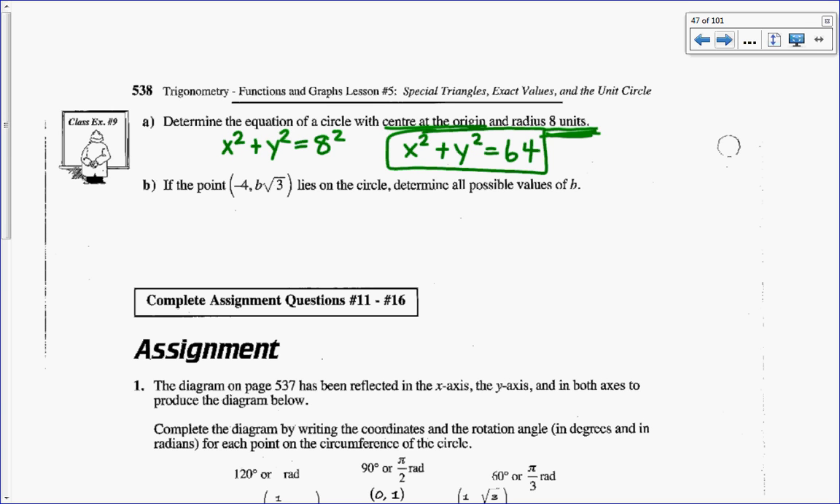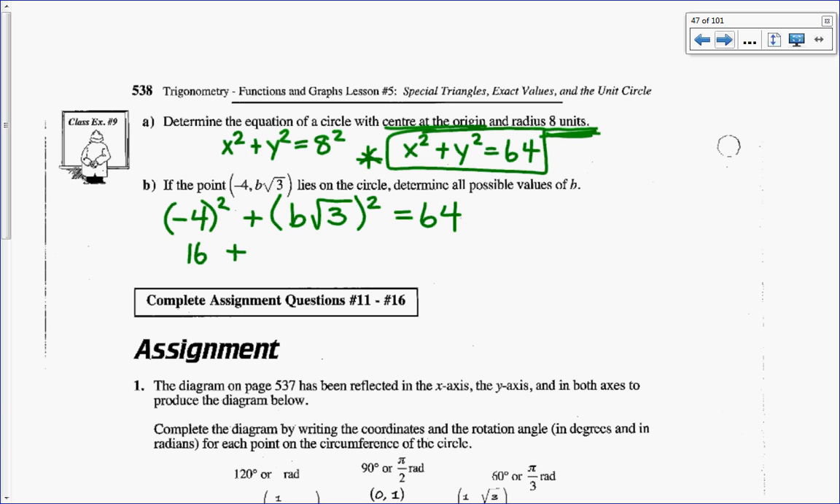Now they've given us a point that lies on the circle, but this is a very interesting point because our y is b times the square root of 3. But it's the same thing. We're just going to plug that into our equation, and it has to equal 64. So -4 squared plus b times the square root of 3 squared must equal 64. Well, negative 4 squared is just 16.